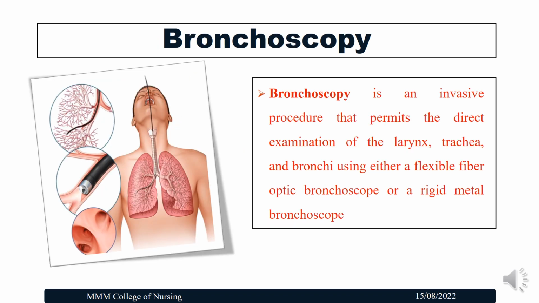Bronchoscopy. Bronchoscopy is a procedure in which an examination will be done on the lungs and the air passages. Bronchoscopy is an invasive procedure that permits the direct examination of the larynx, trachea, and bronchi using either a flexible fiber optic bronchoscope or a rigid metal bronchoscope.